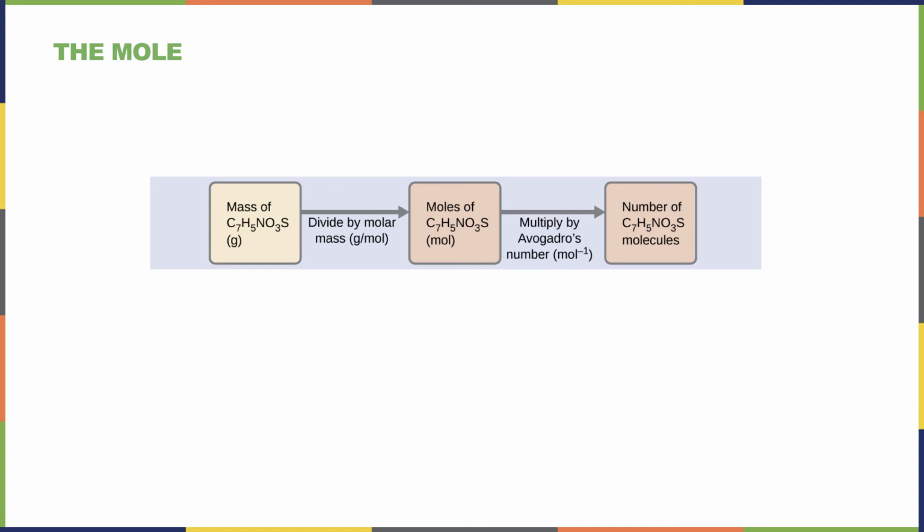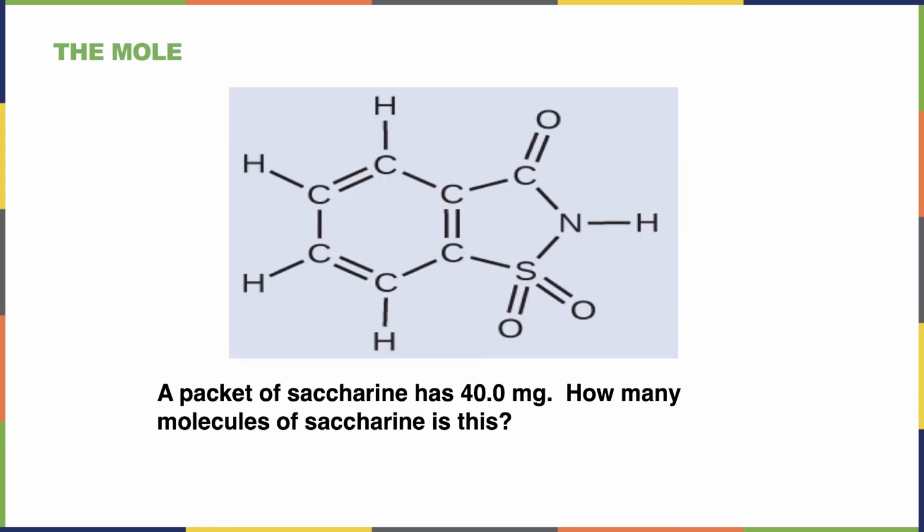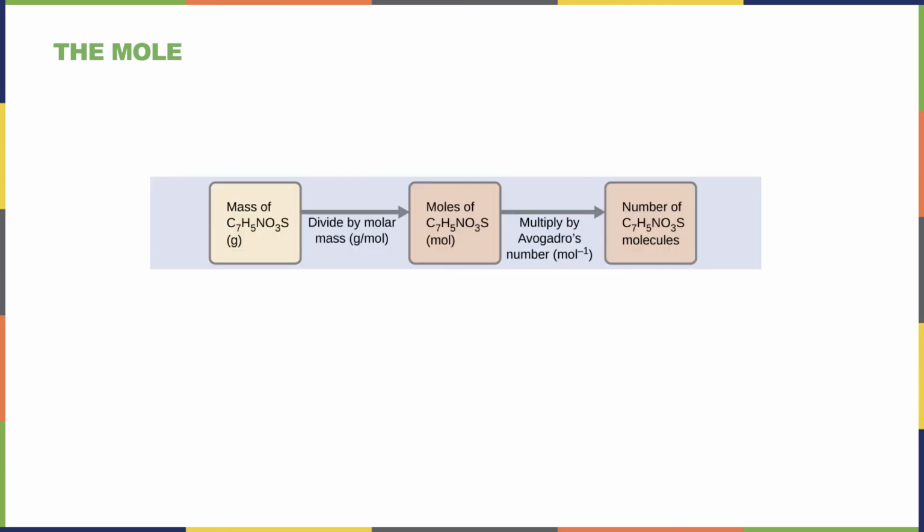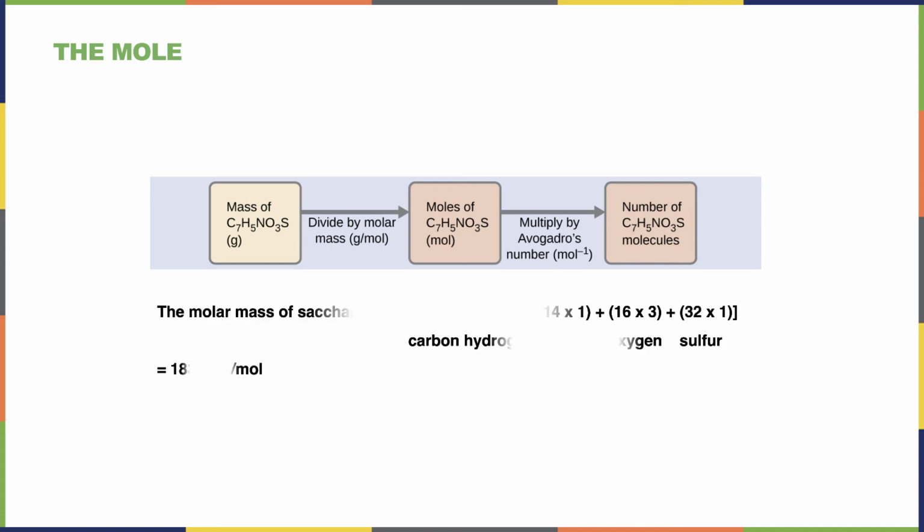Here it is. You start out, you have a mass of saccharin. Now notice it's in grams because your molar mass is grams, so you have to change that 40 milligrams to grams. And then you divide by the molar mass of saccharin, which gives you the number of moles of saccharin you have. And then lastly, you multiply by Avogadro's number, and this tells you the number of molecules.